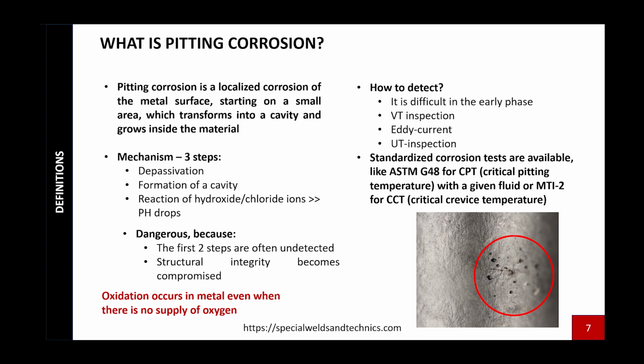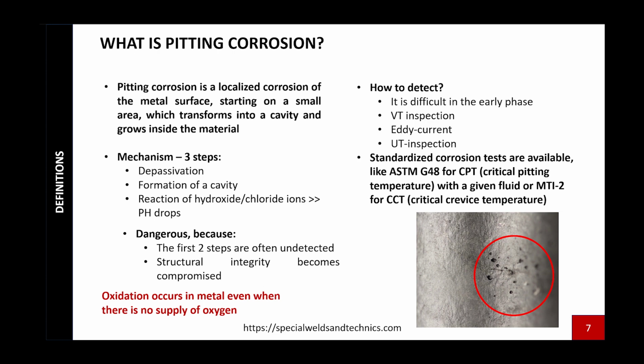Now we know what PREN is. It's time to become familiar with the pitting corrosion. Pitting corrosion is a localized surface corrosion that starts on a small area, which first transforms into a cavity, and this cavity will grow inside the material. This mechanism has 3 steps. Step 1 is the depassivation.